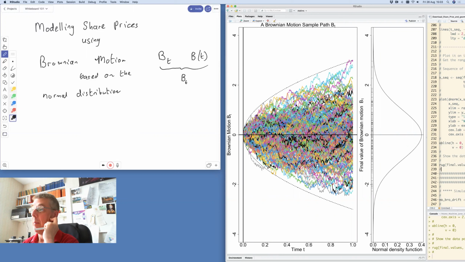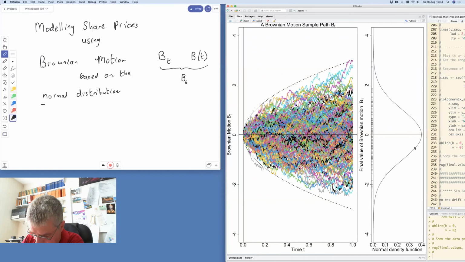But the message of that plot there is that these paths wiggle around, but the amount of wiggle increases as time goes on. And what I've plotted in the right panel is the final values that I'm seeing there as these dashes and their theoretical distribution, which happens to be a standard normal distribution.